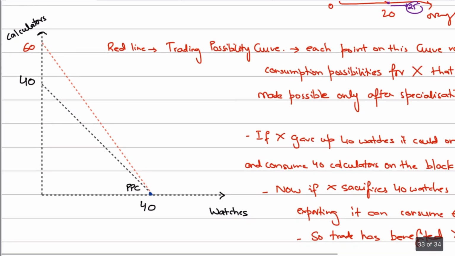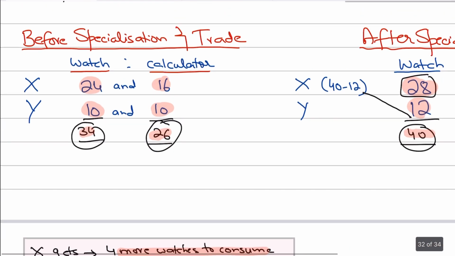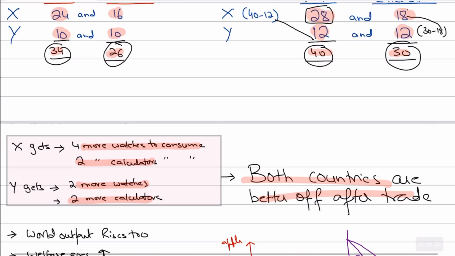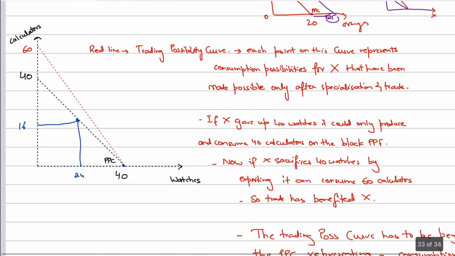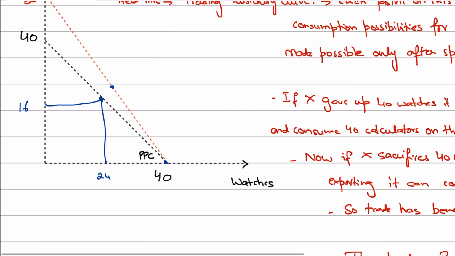So guys, we can see that our pre-trade position was how many watches? We had 24 watches and 16 calculators. And let's say now the position is that we have 28 watches and 18 calculators. Definitely we have more watches, and we have more calculators as well. So definitely point B is representing the consumption possibility, which is more than the production possibility at A.